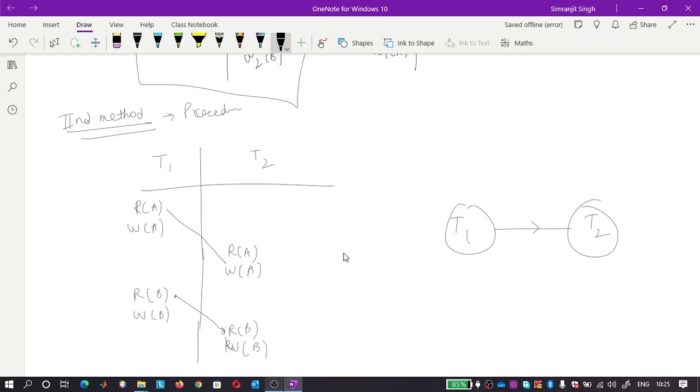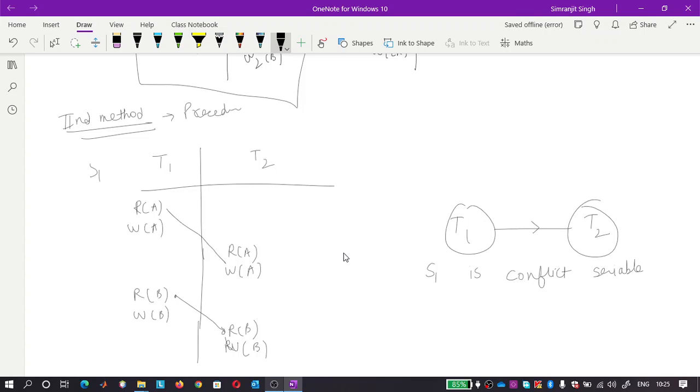If you are able to form a cycle, then you can directly say that it is not conflict serializable. But in this case, there is no cycle. You can directly say that schedule S1 is conflict serializable. Now, the main question is to which serial schedule it is conflict serializable.